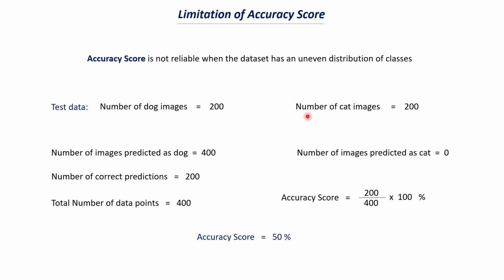So this is where metrics like confusion matrix or precision and recall come into play. So in this video, let's try to understand how confusion matrix helps us understand this limitation of the accuracy score and how we can use that efficiently. In the next video, I'll explain precision and recall and all those things. So let's discuss this confusion matrix now.